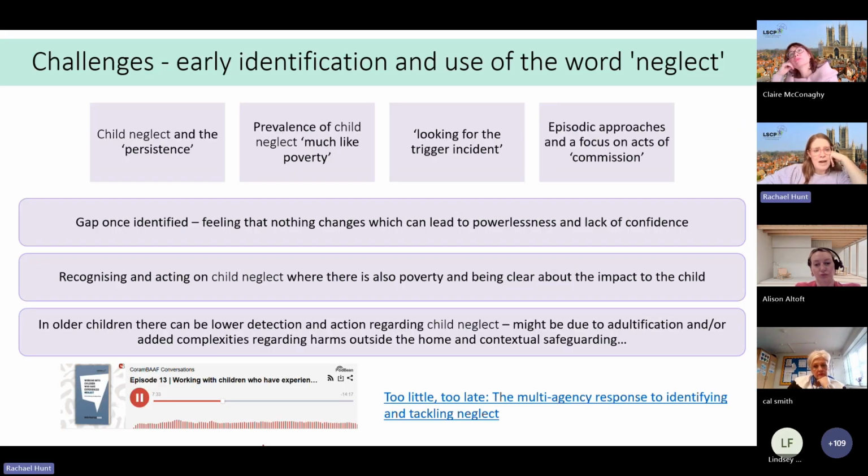So some of the challenges, as I've mentioned, are child neglect and the persistence of it. It is something that occurs over a long period of time. It's really prevalent, and as I've mentioned, so is poverty. It doesn't mean that any people experiencing poverty will always neglect their children. It's just that one of those areas of resources around those causal links, and we do have something there around intersectionality and thinking wider about what might be happening for this family.